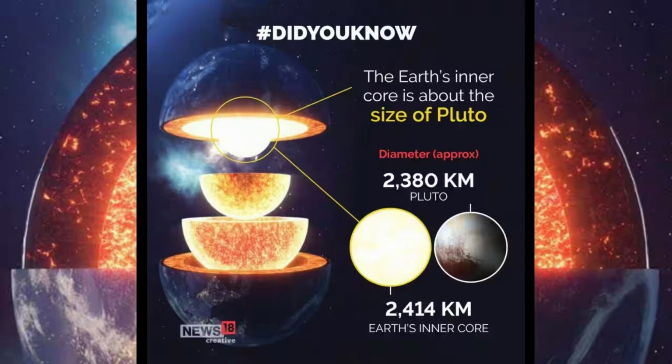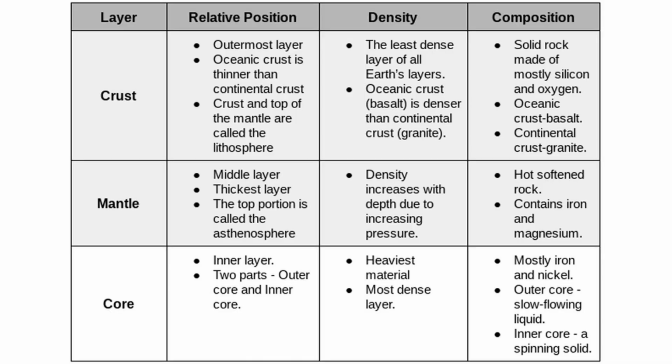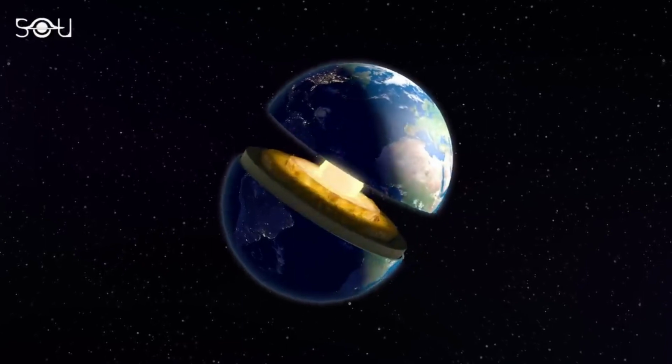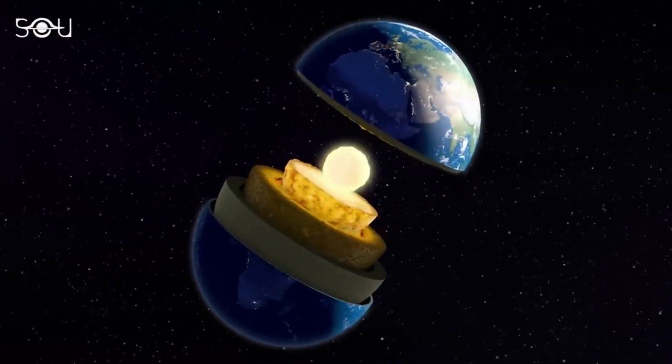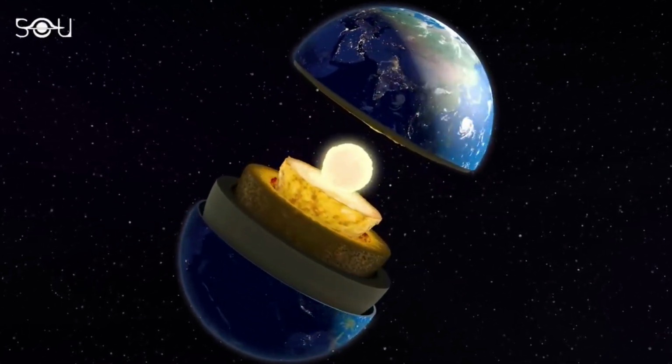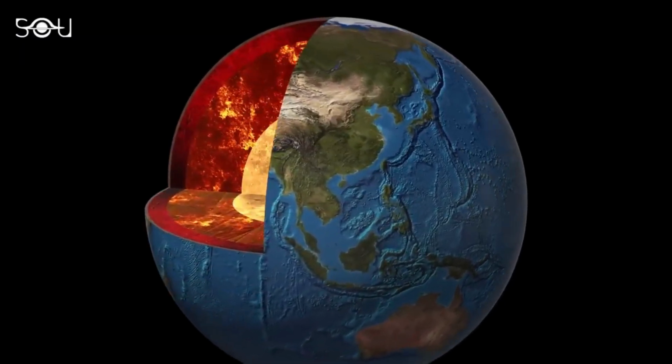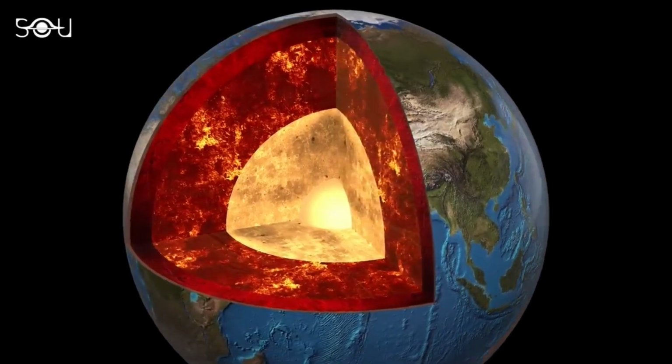The core is the most dense layer. It consists of primarily iron and nickel. It is divided into 2, outer and inner core. The outer core is a slow-flowing liquid. The inner core is as hot as the sun's surface. It is under intense pressure which keeps it solid despite high temperature.